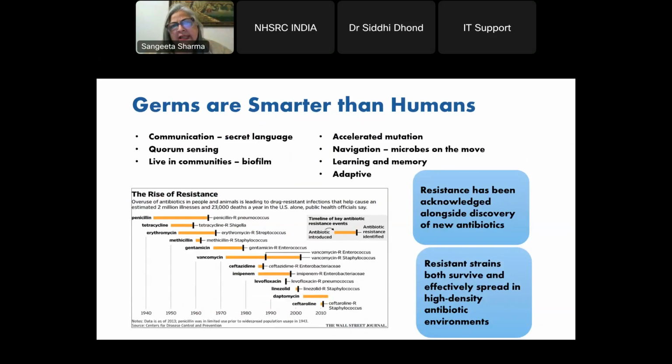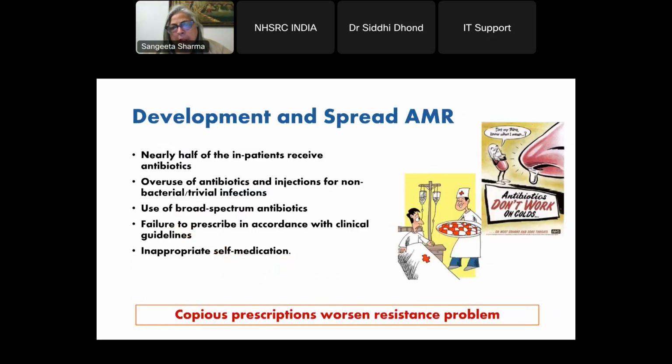And I always say germs are smarter than humans. They have remained one step ahead of us. If we develop a new antibiotic, they develop a mechanism to defend themselves. So resistance is nothing but a survival tactic of the germs to remain on this earth. And I think in this universe, these germs have been there before us, and this is spreading because of the misuse and overuse of antibiotics.